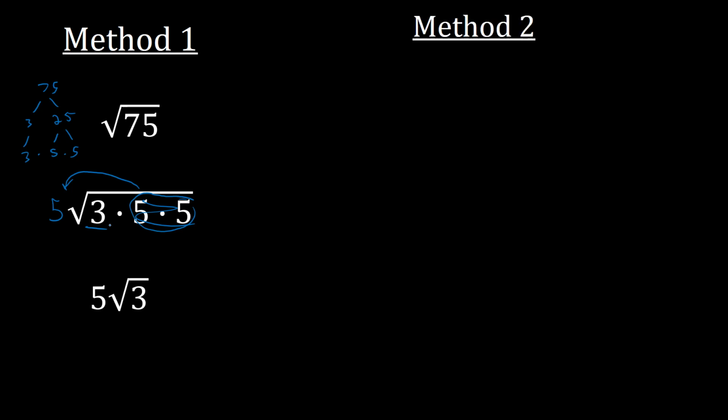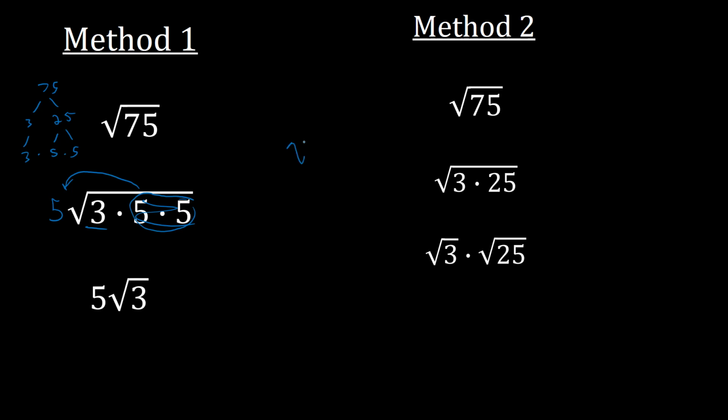Now method 2 is kind of a similar concept, where if I have the square root of 75, what I can do is I can break it apart as 3 times 25. Because when I have it like this, we have a property of radicals that says if you have multiplication inside of the radical, I can break it up into two radicals, the square root of 3 times the square root of 25. Just like with division, right?